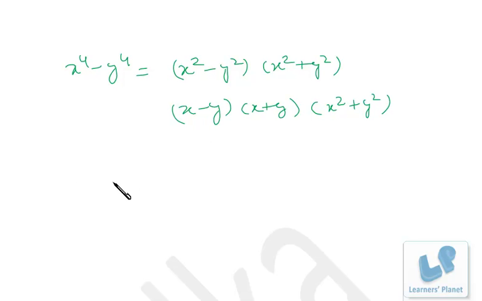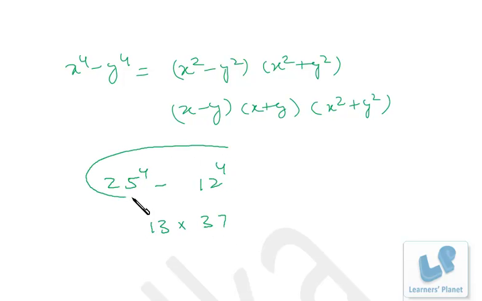I will just put up one example. Say I have, suppose, 25 raised to 4 minus, say, 12 raised to 4. Right? So what will happen? So this is x raised to 4 minus y raised to 4. So x minus y and x plus y, both of them will surely be factors. That means 25 minus 12, that is 13, and 25 plus 12, that is 37. Both of them will be factors of this.